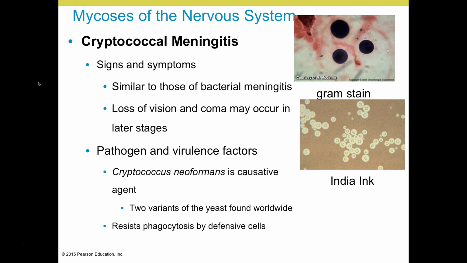These are two variant forms of yeast, which happen to resist phagocytosis by the defensive cells. One way to look at the pathogen or the actual infection to determine the sign is through India ink, something that you have performed in your microbiology lab.